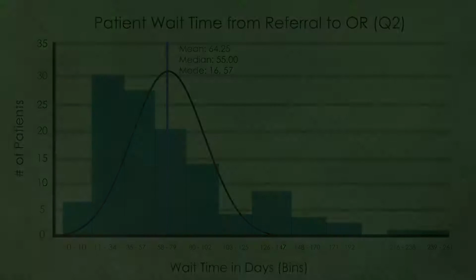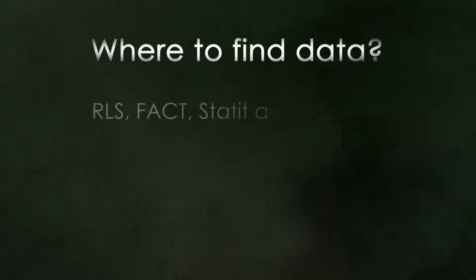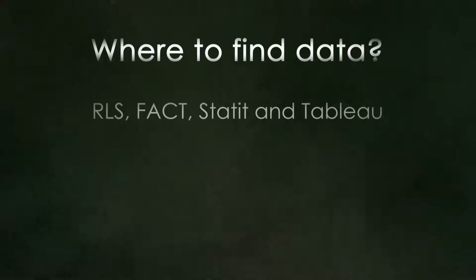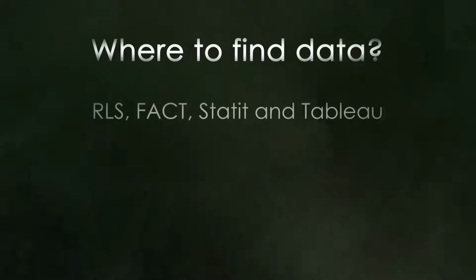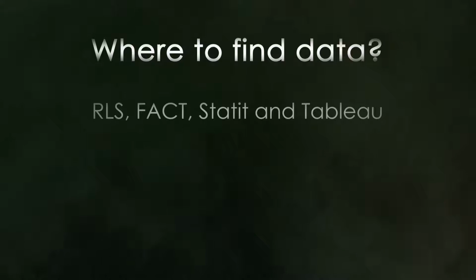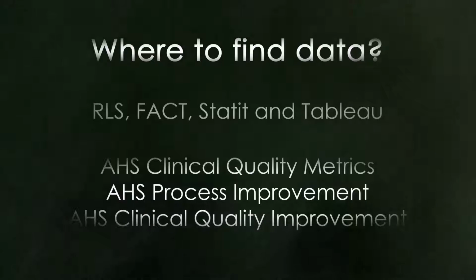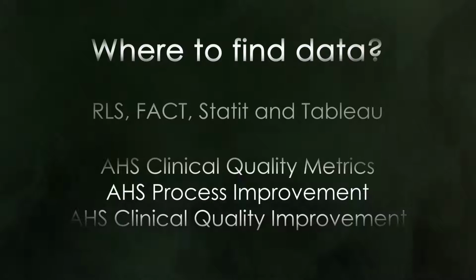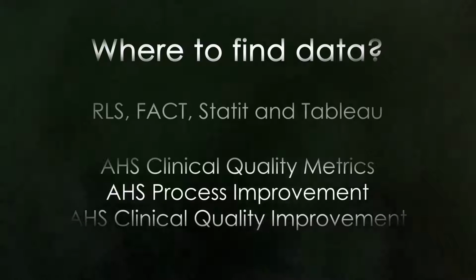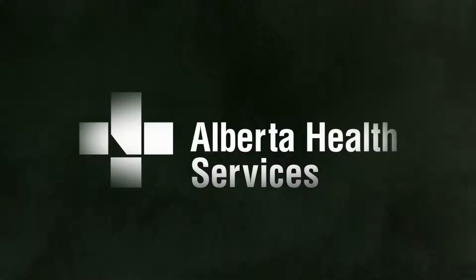In AHS, leaders may be able to access data for a specific area or project through a number of sources, such as RLS, FACT, Statit, and Tableau. If you require assistance using these or additional support to collect data for your project, AHS Clinical Quality Metrics is a great resource to support the design and development of measures and strategies and to help clinical teams obtain and use data to improve quality. Also, Process Improvement and Clinical Quality Improvement collaborates with staff, medical staff, and patients to improve clinical processes provincially and within each zone. All of these groups can be found on Insight.